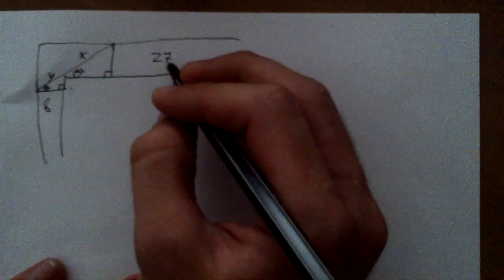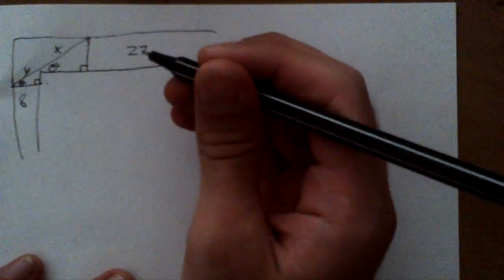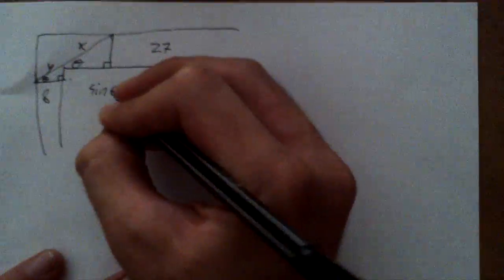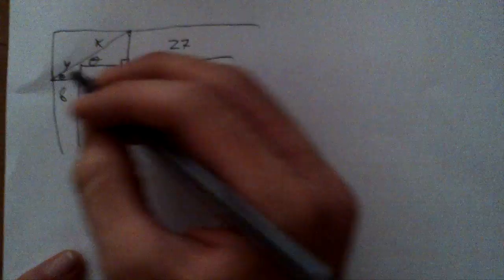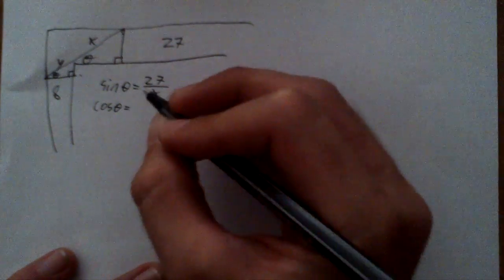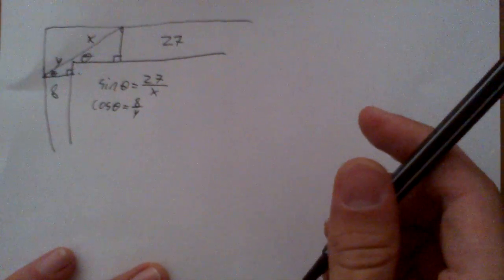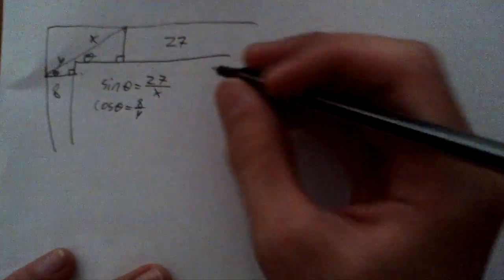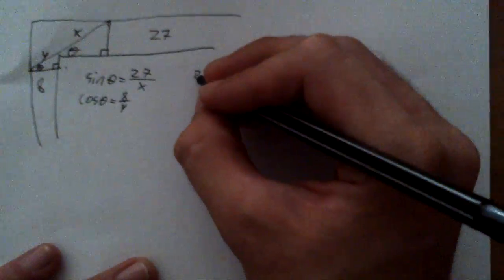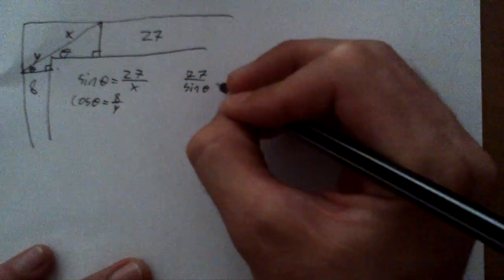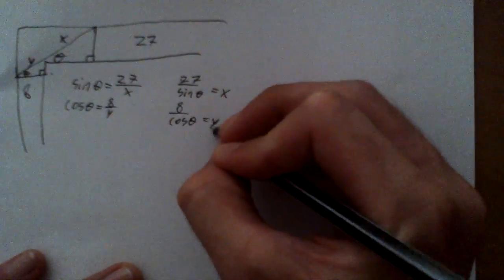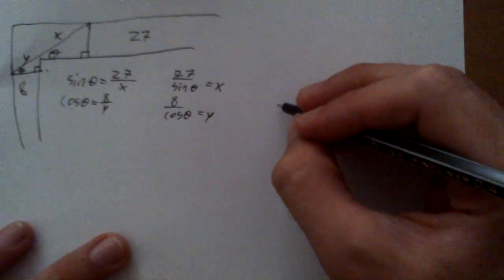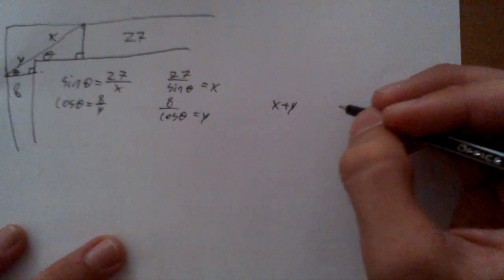I'm going to say over here we got 27 as an opposite and x as a hypotenuse, so therefore sine of theta equals 27 over x, opposite over hypotenuse, and over here cosine of theta is equal to 8 over y, adjacent over hypotenuse. Okay? So now if we do a little rearrangement, we would get 27 divided by sine of theta is equal to x, and 8 over cosine of theta is equal to y. And basically what we want to do is x plus y gives us the answer, right?